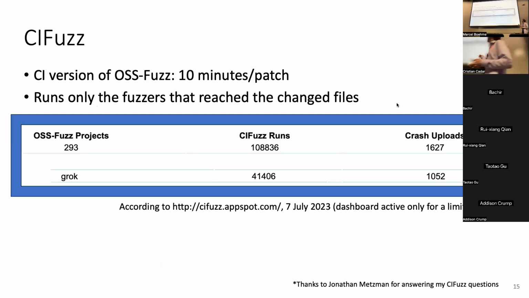This is, for instance, the dashboard that CI Fuzz has. The authors tell me that it was active only for a limited time. So you can see we have around 100,000 runs, and it found 1,600 bugs. Although if you look deeper into these results, they seem to be dominated by this Grok application which reports over 1,000 crashes. And as far as I understand, these are not unique crashes, as in the case of OSS Fuzz. These are just crashes that were observed, which could have many duplicates.